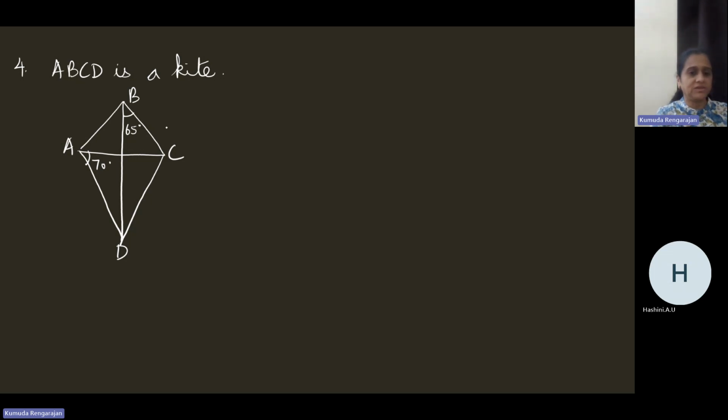Okay. ABCD is a kite. Angle A is equal to angle C. It's given that angle A is equal to angle C, because we know one pair of opposite angles are equal. CAD is 70, we've marked that, and 65 we've marked. We need to find BCD, this one, which is X. And we need to find ADC, this one.